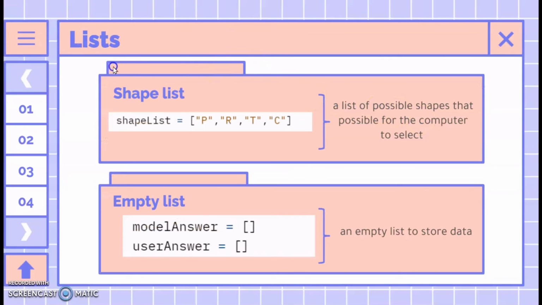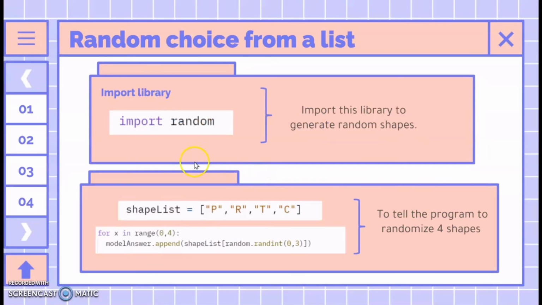Then we have two lists here. The first one is the shape list, which is a list of possible shapes for the computer to select, and the second one is an empty list, which is a list to store data. Next, for the random choice from a list, I have imported this library to generate random shapes, and the second one is used to tell the program to randomize 4 shapes.